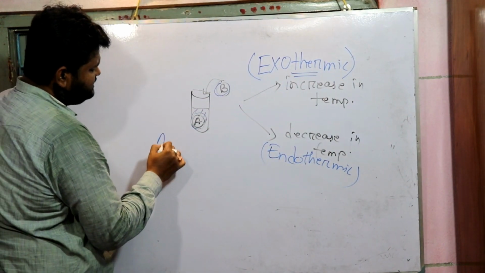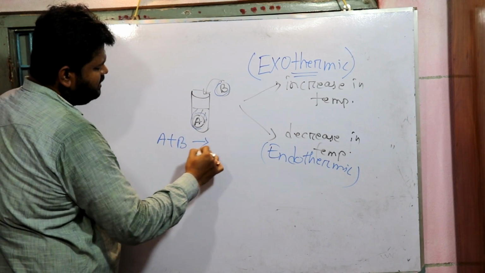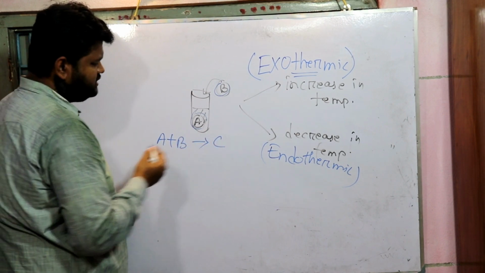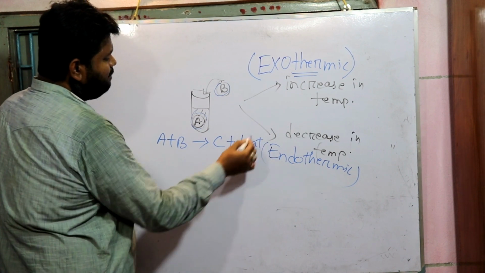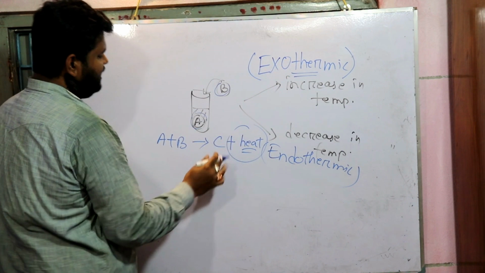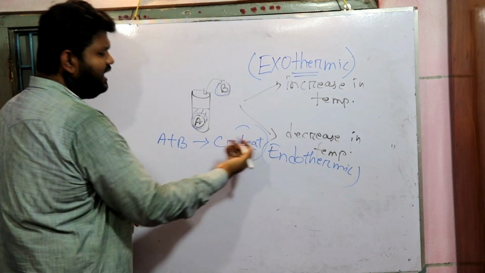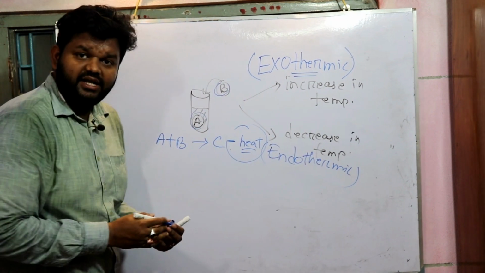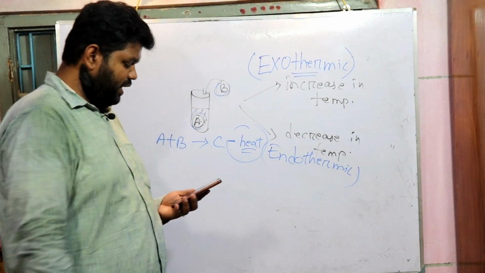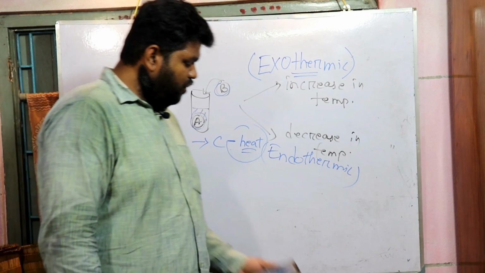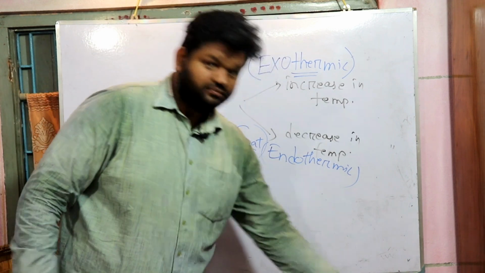That means if we say A plus B gives C, the product, plus some heat produced here. That means plus heat, that means exothermic. If minus heat is there, then it will be endothermic. Is it clear? So exothermic reaction and endothermic reaction. It was the 3rd point. And number 4th, evolution of gas.